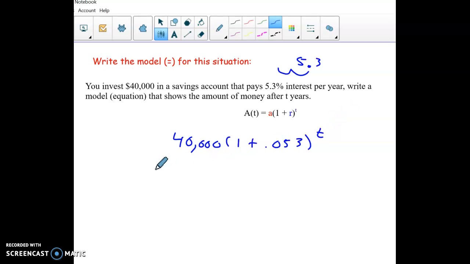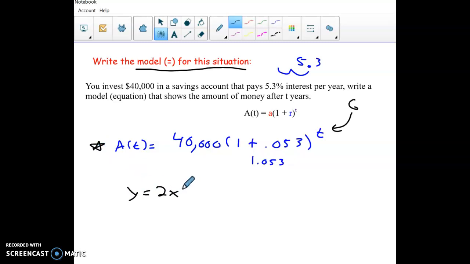So all we have to do is write the equation here. The amount after t years is that, and you could write this part as 1.053 if you wanted to. But the point is that's the equation. If we wanted to find the amount after like 6 years, then we'd put in 6 for t. But if it says just write the equation or model, that's it, right? You just have variables, kind of like you have y and x. That's an equation, right? So here we just have an equation. We don't have a specific value.